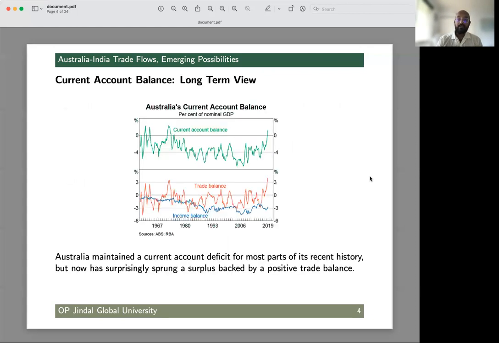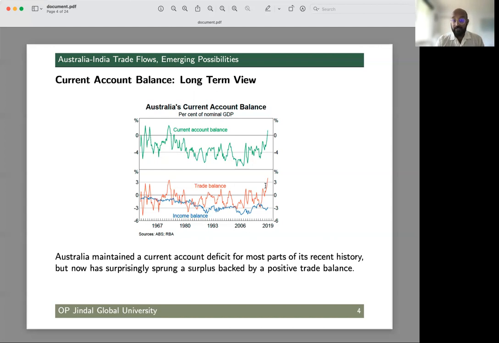And it's actually a surprising thing. Australia has maintained a current account deficit for a really long time. Like, the last time it had a surplus, it was around the 1970s. You can see the figure there. This peak in surplus in the 1970s was the last surplus that it had ever seen in the current account balance.